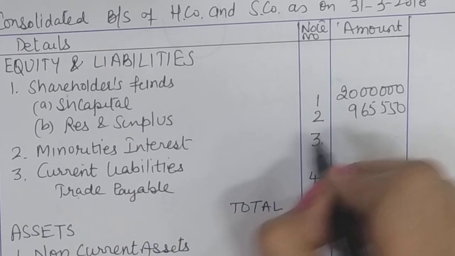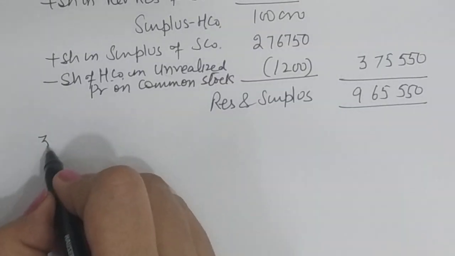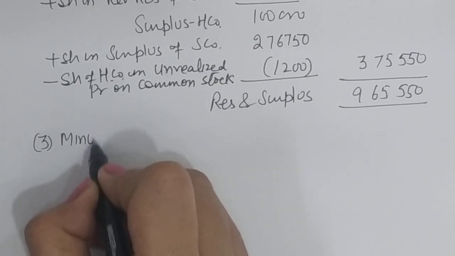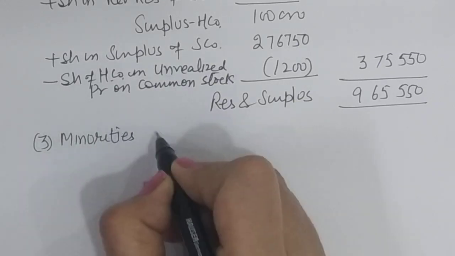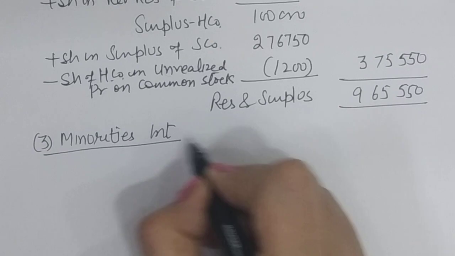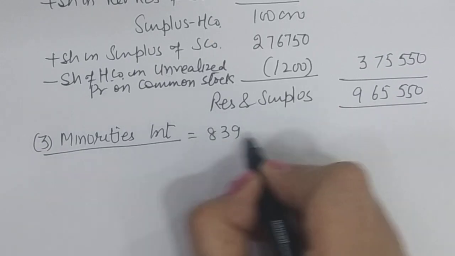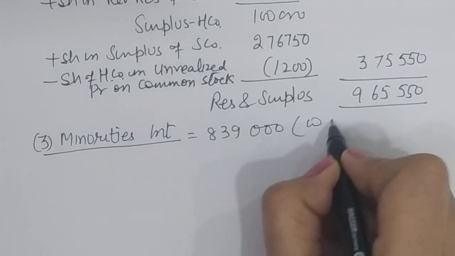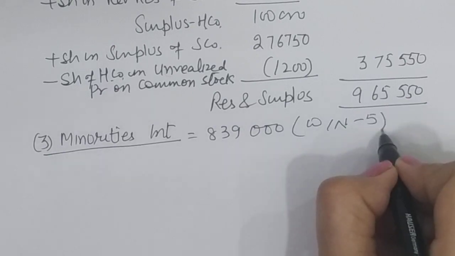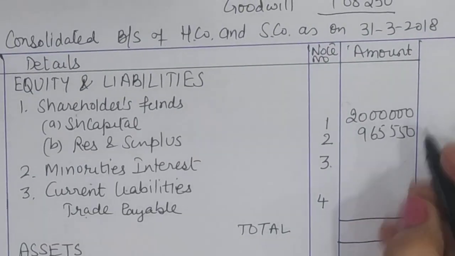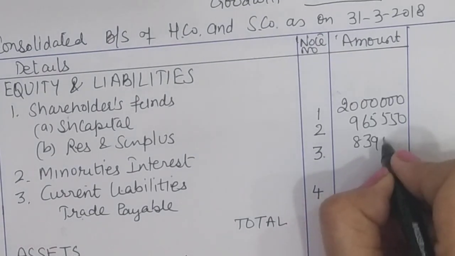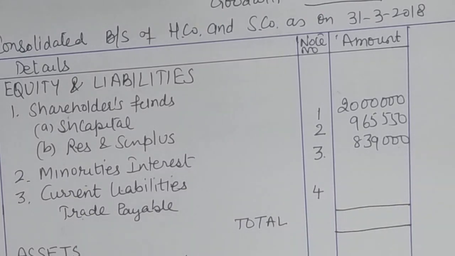9,65,550. Third is minorities interest. We have already calculated it. So minorities interest is 8,39,000. You can write here working note number 5. So just put it here, 8,39,000. Now all these are to be clubbed together.